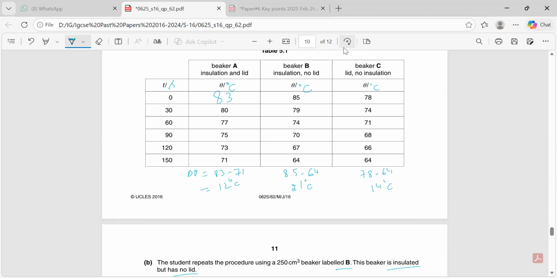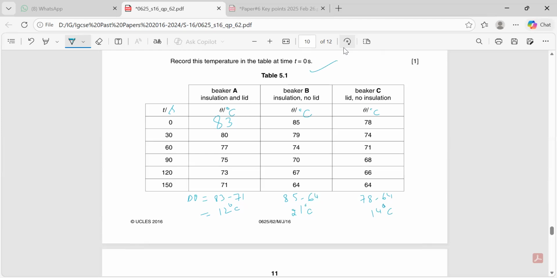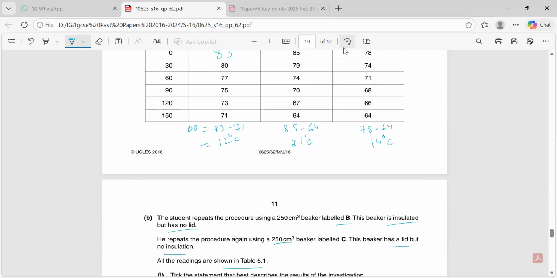14 degrees Celsius. So now you can observe one thing. The temperature loss, or cooling, is maximum when the beaker has insulation but no lid. So no lid is there, and the rate of cooling is maximum. Okay, let's see.